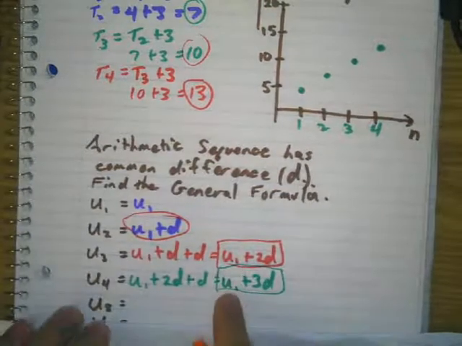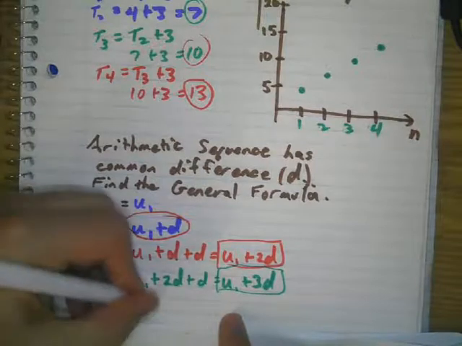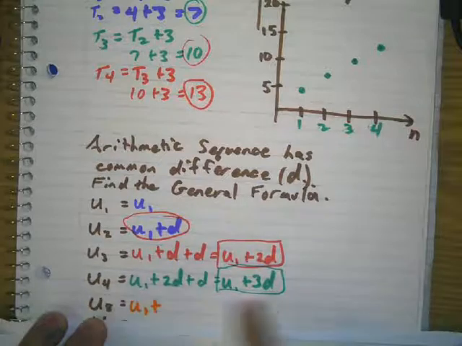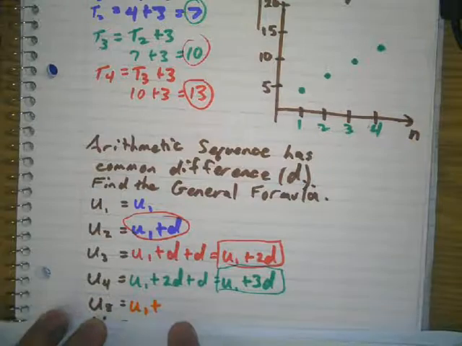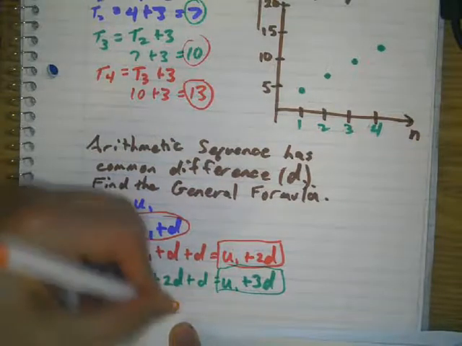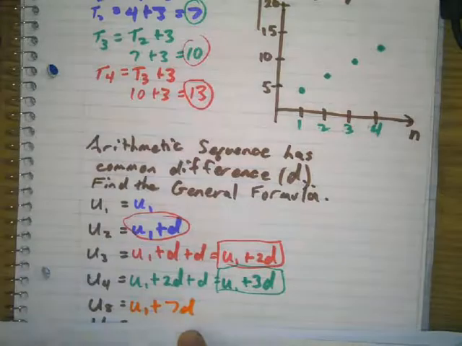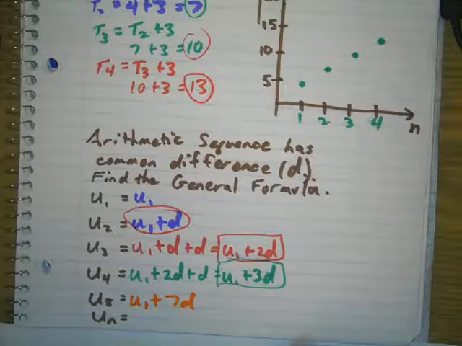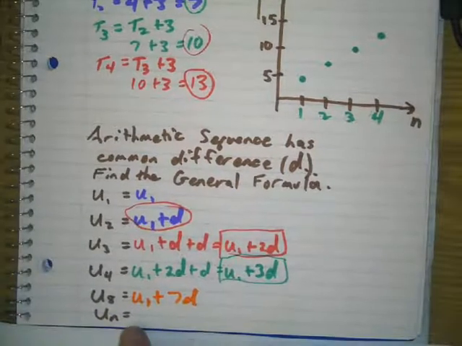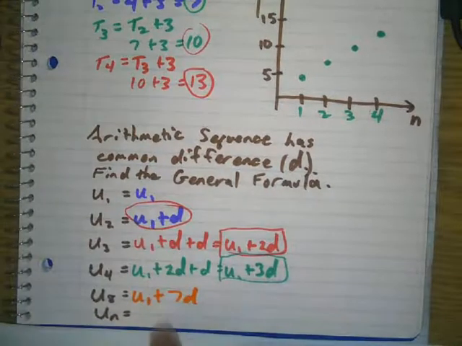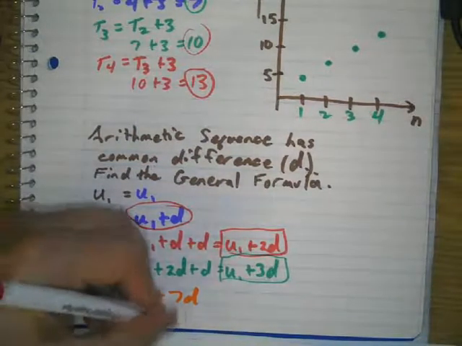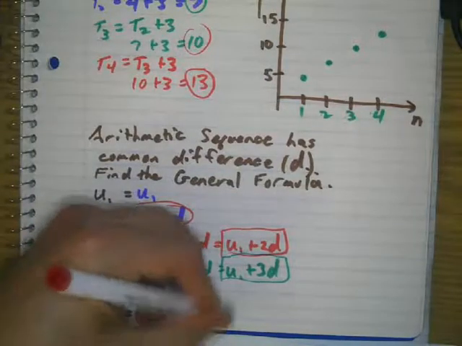All of these begin with u sub 1. When u sub 3, we had 2d. U sub 4, we had 3d. This is always 1 less than this, isn't it? So 1 less than 8 is going to give me 7d. If you have trouble with this, you might want to replay the video. So u sub n, we're always starting with u sub 1, isn't it? So we end up with u sub 1 plus n minus 1 times d.